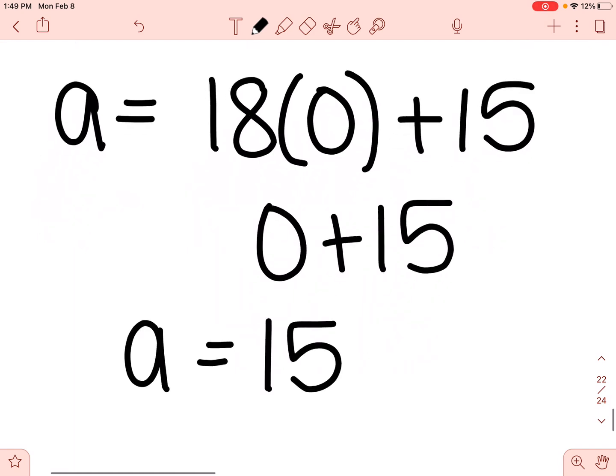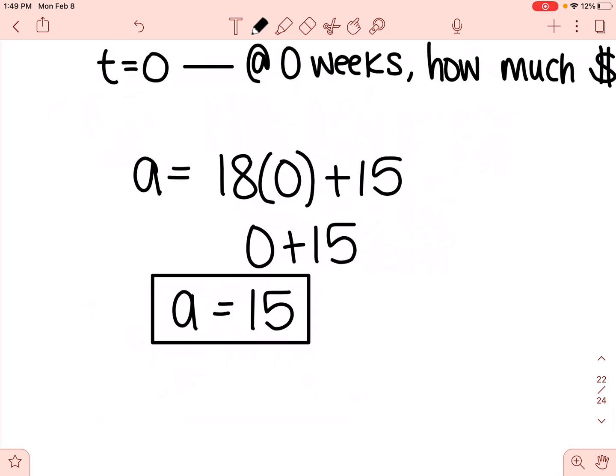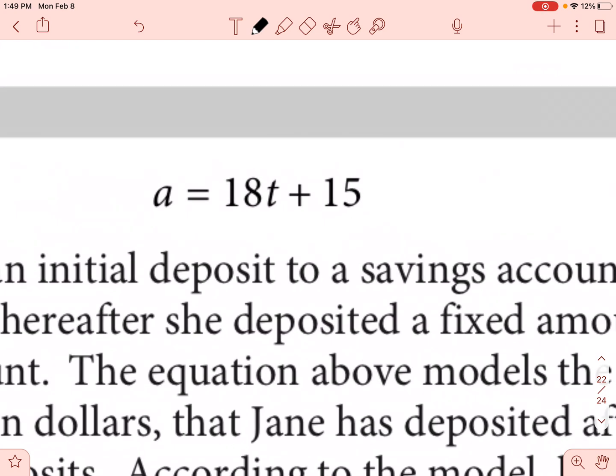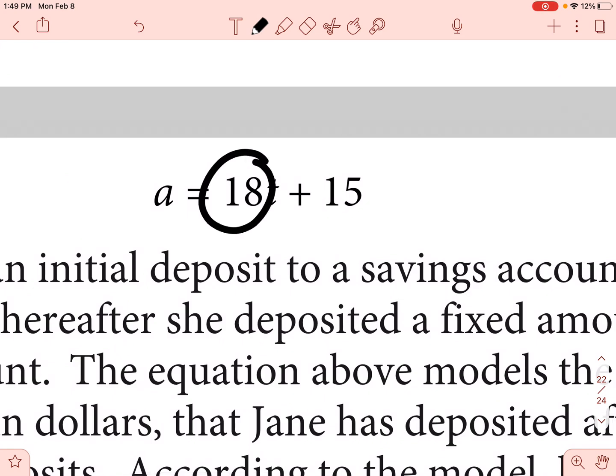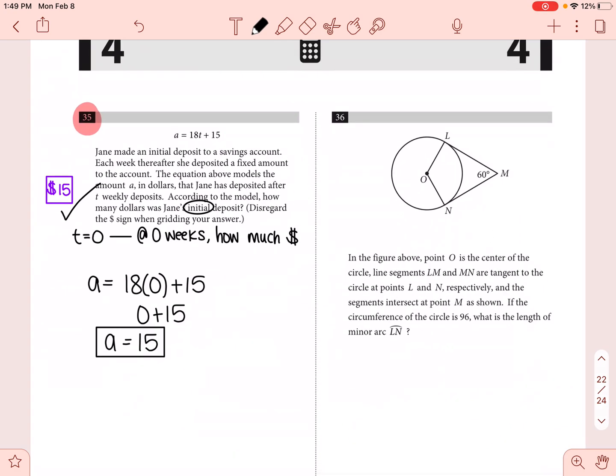Another way to think about this is the y-intercept. The y-intercept always represents an initial amount. So the y-intercept of this linear equation is 15. Again, just be careful of the question. If it asked how much she was depositing per week, that would be the slope, how much we're changing per week, which would have been $18. But that's not what it asked. It asked for the initial amount, which is that y-intercept at 0 weeks. We had $15 in that account.